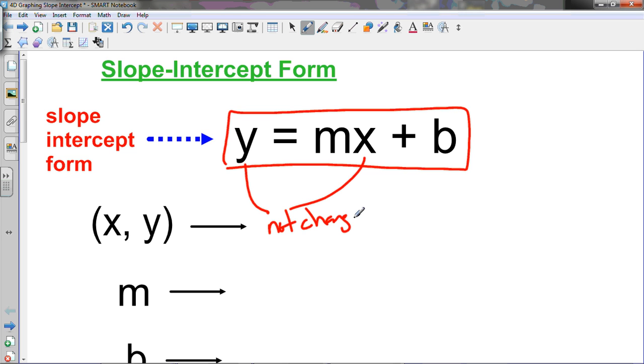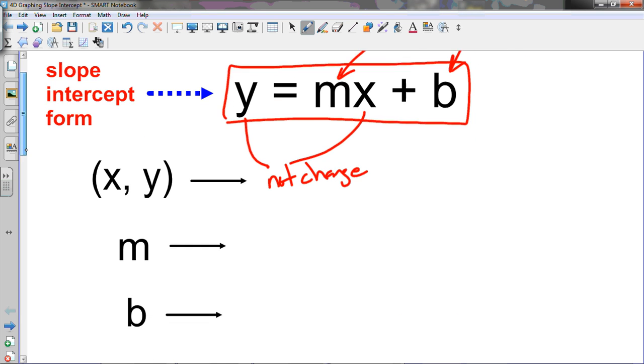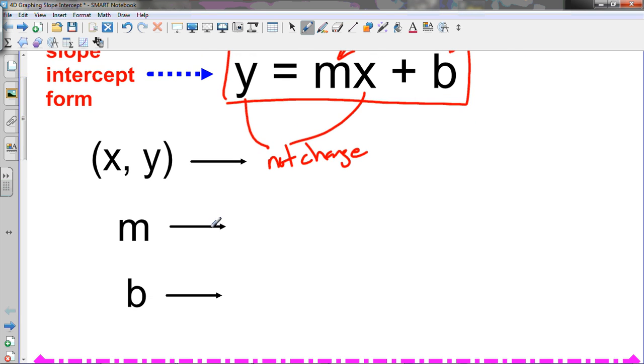But what we want to establish is a starting point, which is the b, and then a slope, which is the direction. So let's take a look at the pieces here. The m is the slope, and again, that's our rise over run. It's a fraction, and it's always in front of the x. It's the coefficient.